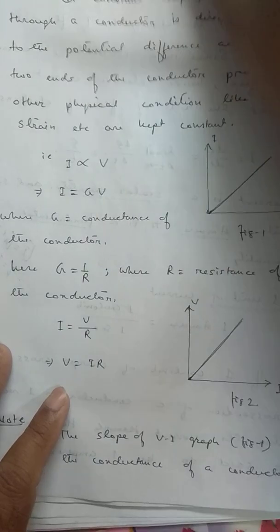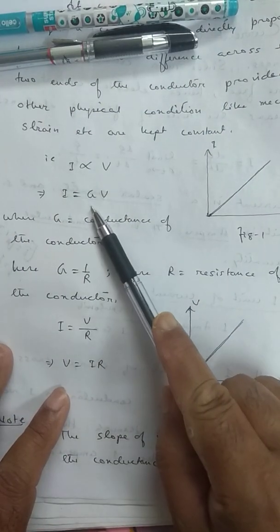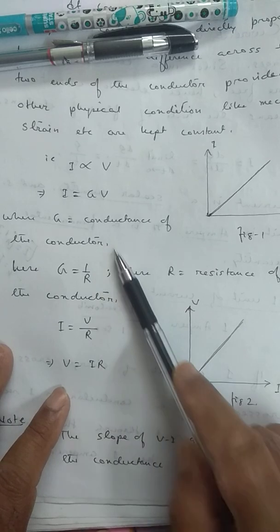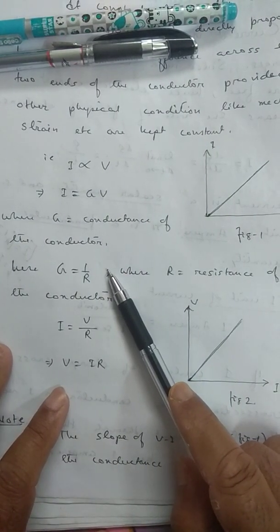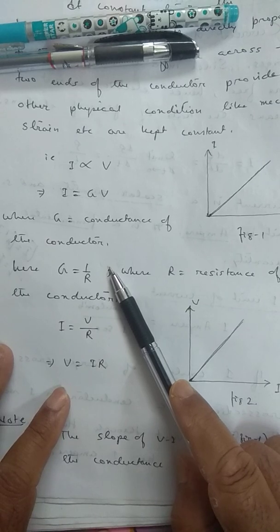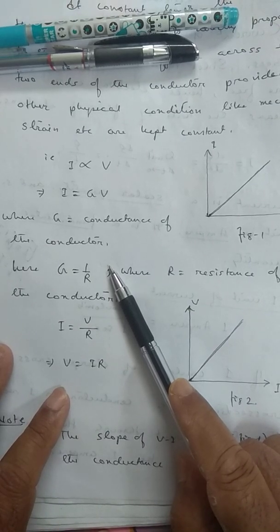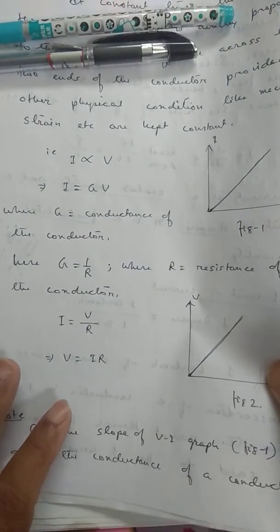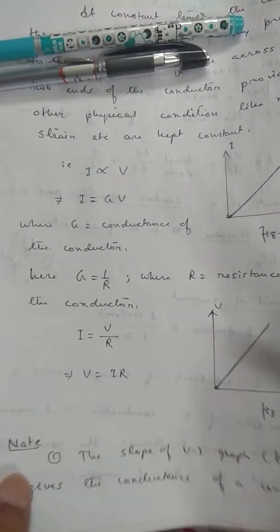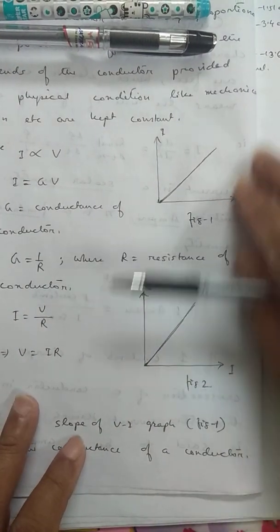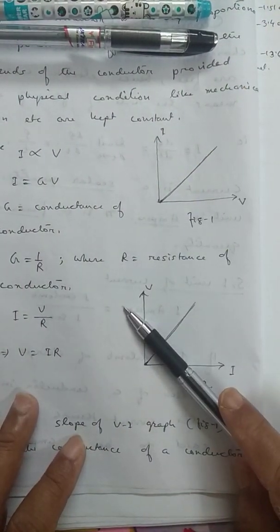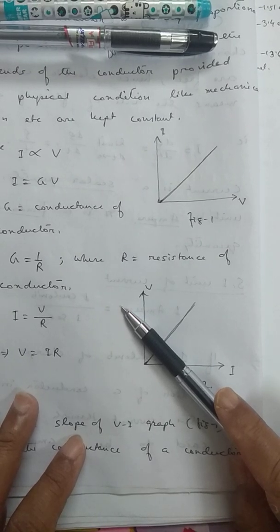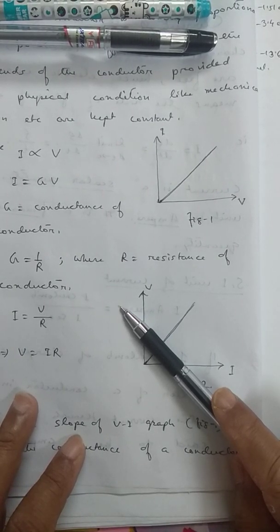So there should be a constant. That constant is capital G. It is called the conductance of the conductor. If we apply a potential difference across the two ends of the conductor, a current flows from the positive end to the negative end of the conductor. Since current means flow of electrons, actually electrons are moving from negative polarity to the positive polarity. But conventionally we take the direction of current as the flow of positive charge carriers.